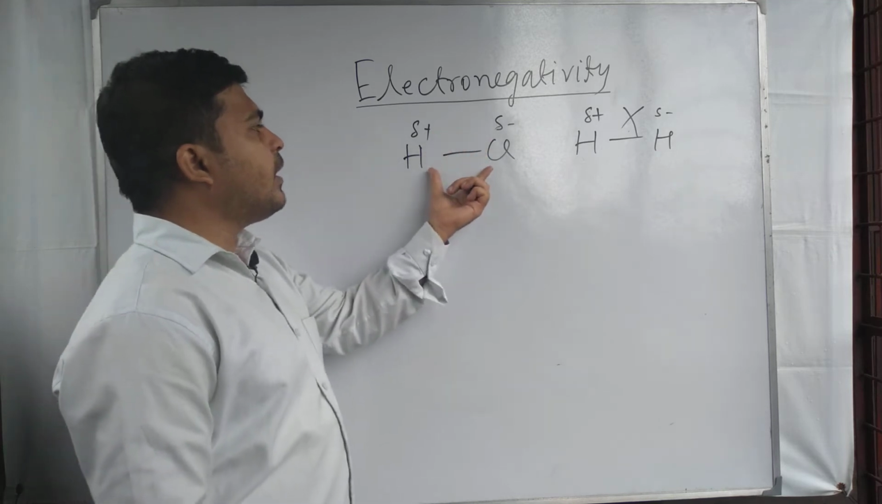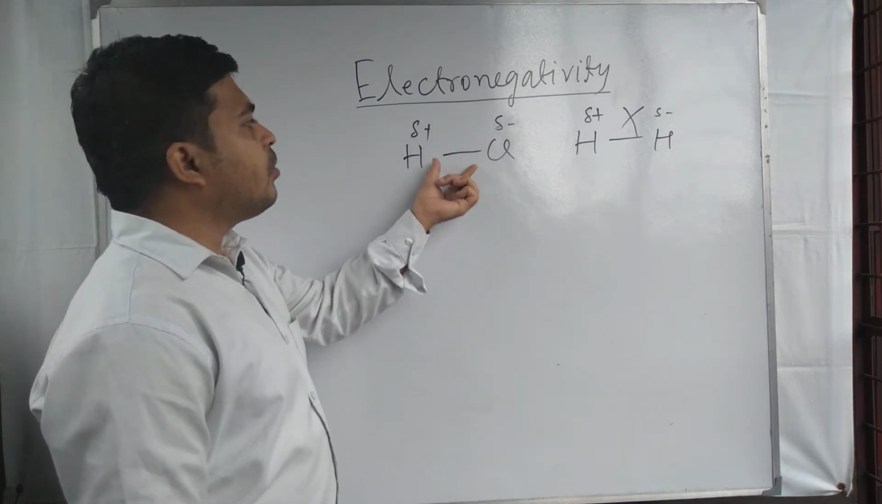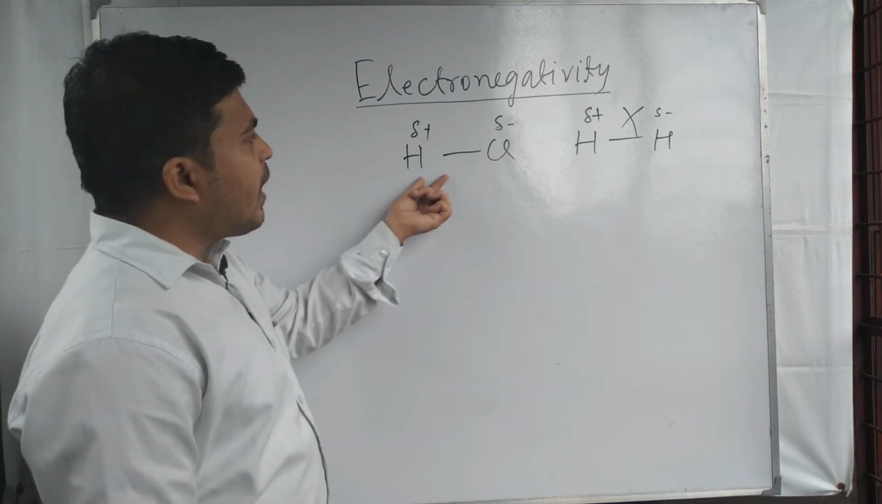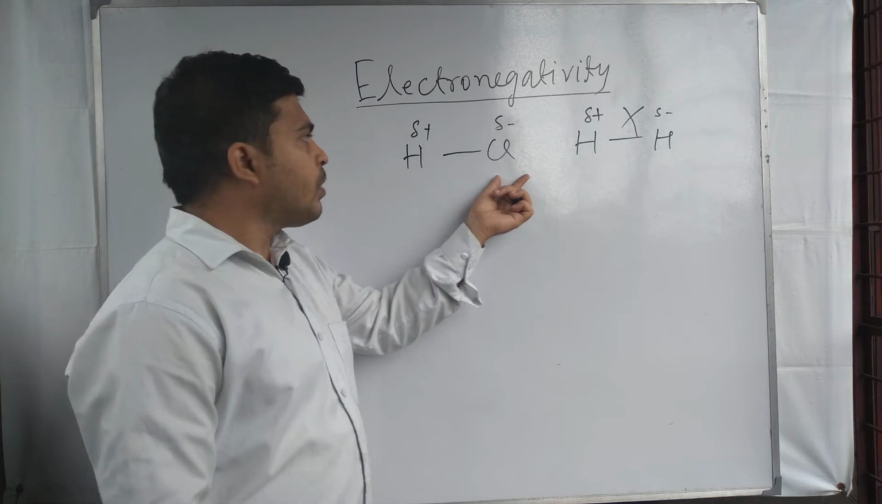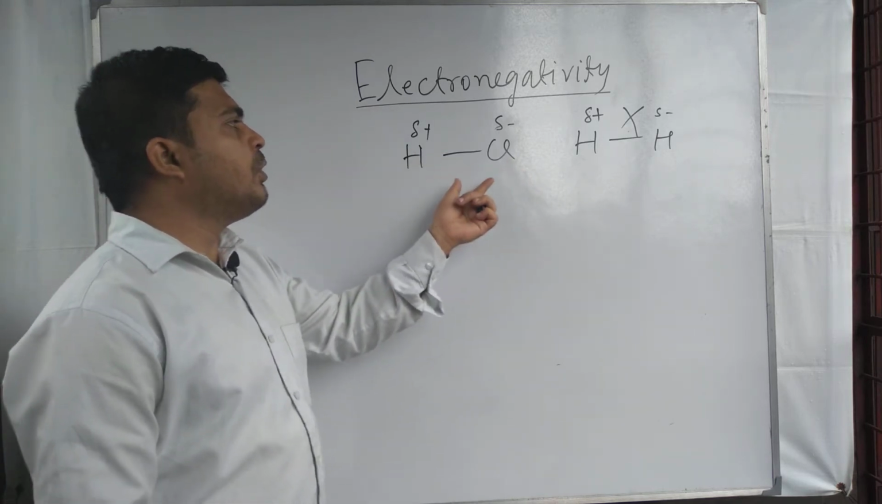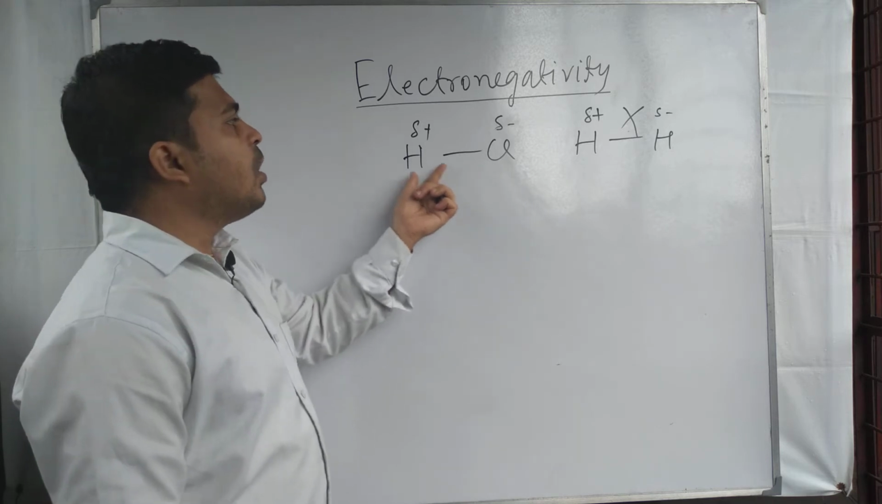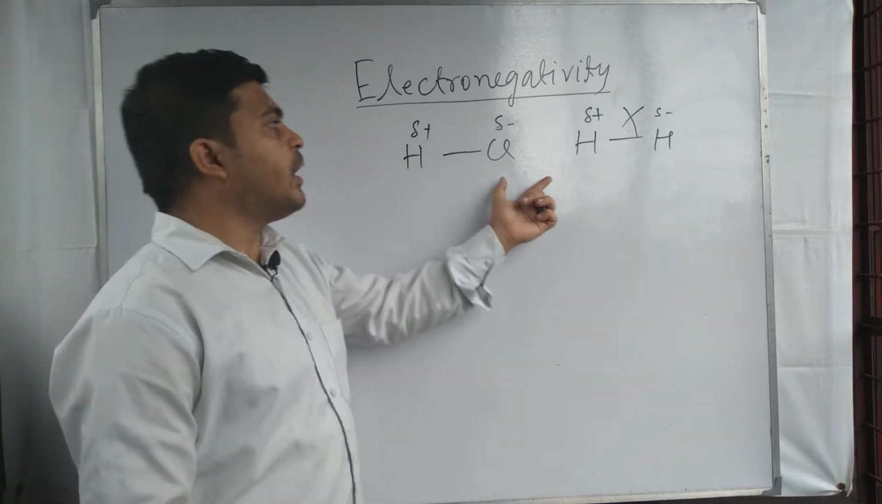Electronegativity is the concept that in a covalent bond, when the shared pair of electrons is not equally distributed, it has a tendency to shift towards one atom. Between the two atoms, the shared pair of electrons is attracted more towards a particular atom, and this is called the electronegativity of that atom.